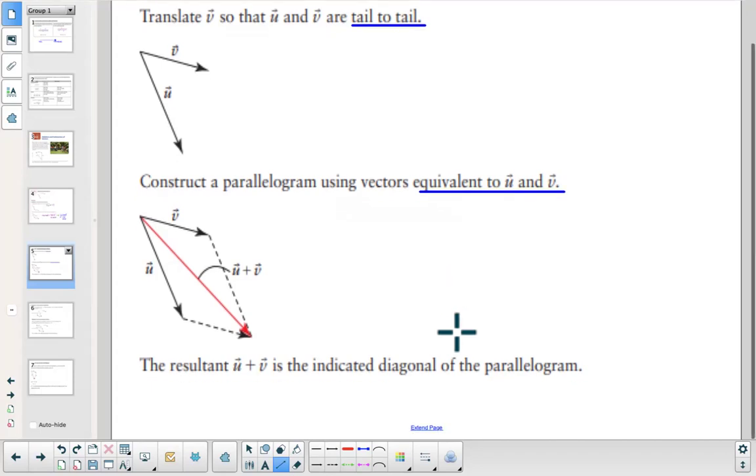The resultant is the indicated diagonal of the parallelogram. So the diagonal that's moving from the tail of the point where the two vectors meet to the tip or head of where the equivalent vector is going to intersect.